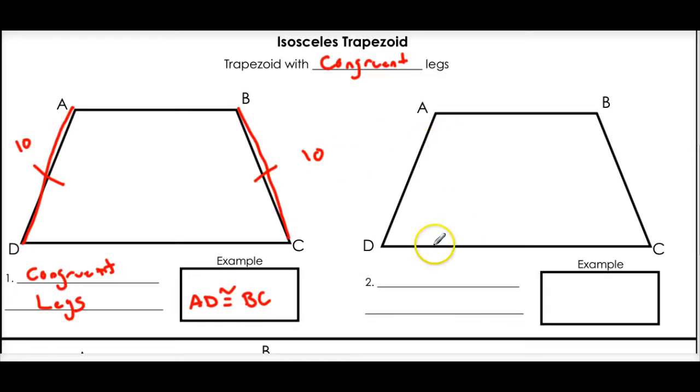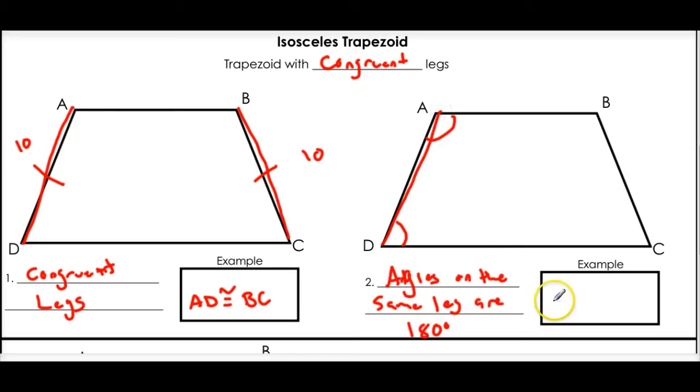The second property is, since it is a trapezoid, the angles on the same leg are supplementary. Because it's a trapezoid, it has the same trapezoid facts. So in this case, these two angles, A and D, are supplementary because they're on the same leg. So angle A plus angle D equals 180. The same thing is true for the other side. B and C are also supplementary. And remember, since it's true for all trapezoids, it's definitely true for an isosceles trapezoid.